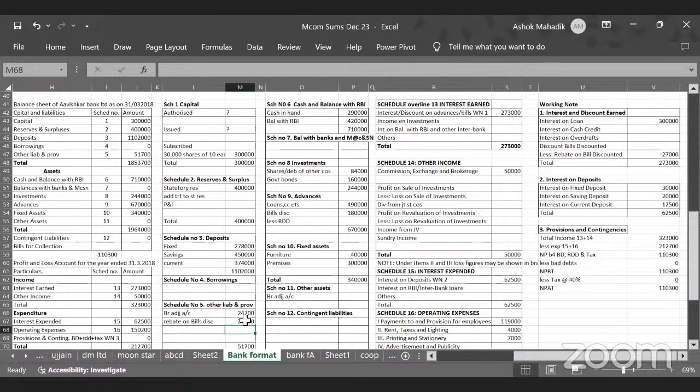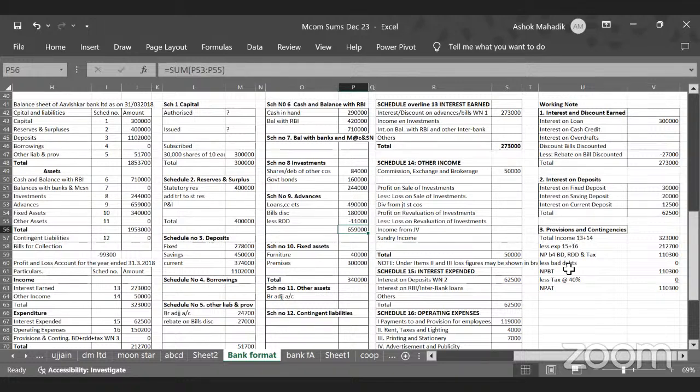Then we have create reserve for bad and doubtful debts, 11,000. So out of our lendings, that is advances, 11,000 is less likely to be recovered. So from advances, we have to subtract this. So I'll put minus 11,000. Clear? And this is a loss for us.